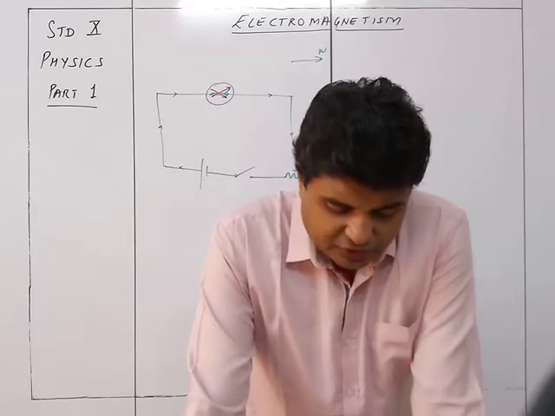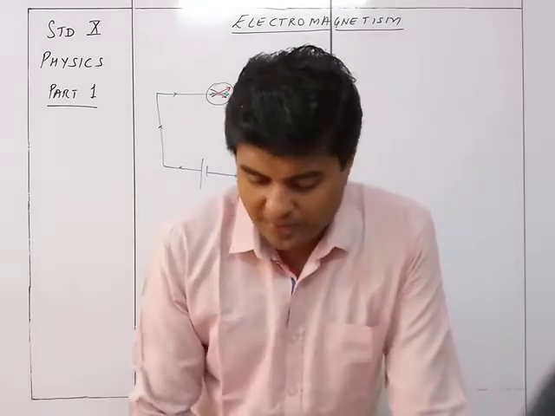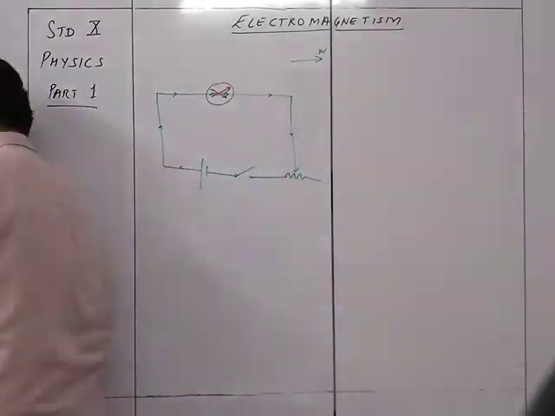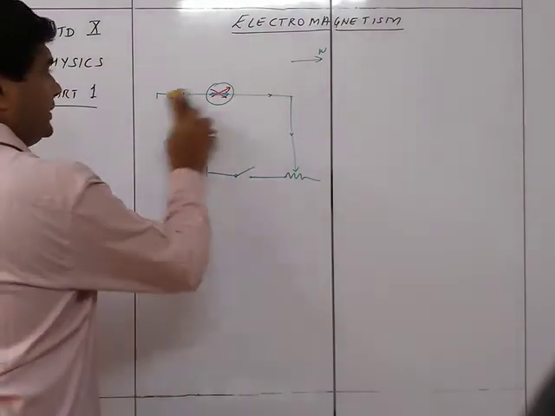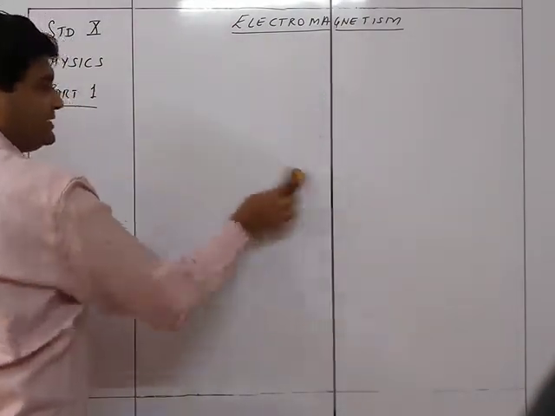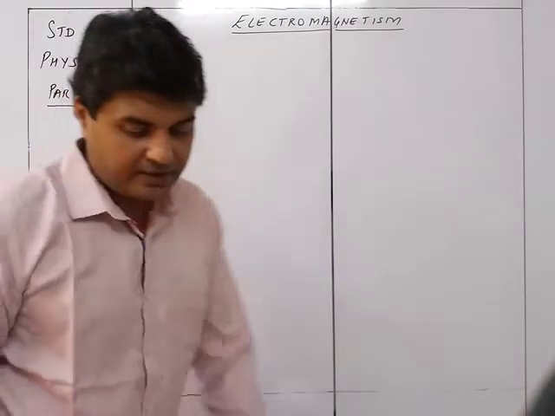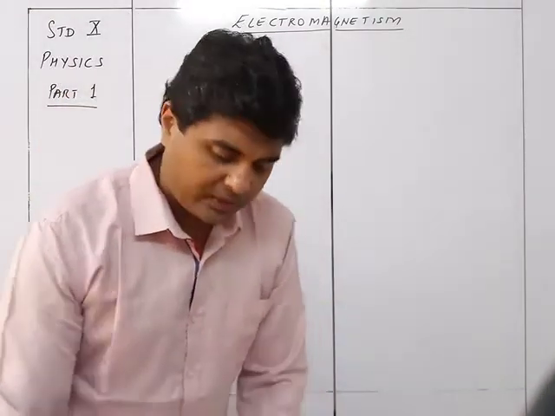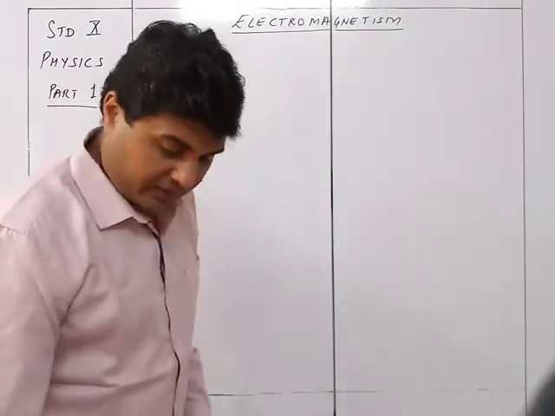A compass needle is placed just below the wire. So let's see one by one what is the observation, what we see over here. Let me draw the figure exactly the same as what is given in the textbook, so that you are not confused about what is done by me and what is done in the textbook.